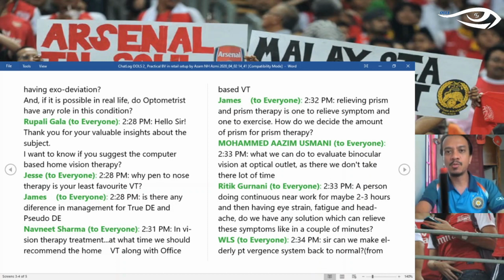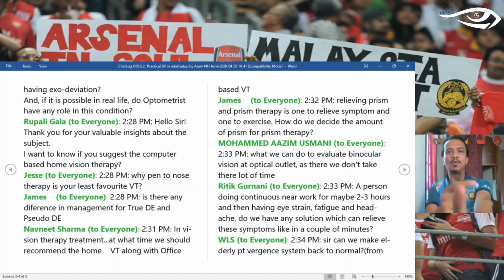But the problem of doing this is you don't have the suppression check, because you may ask the patient to do this, and they feel that they are doing it correctly, but the fact is there is a suppression of one of the eyes while doing the therapy. So that's why the PTN is not the best and ideal vision therapy that you want to do on a patient. If ever you want to do the pen to nose, or you want to prescribe a pen to nose to your patient, it should be done with two targets.